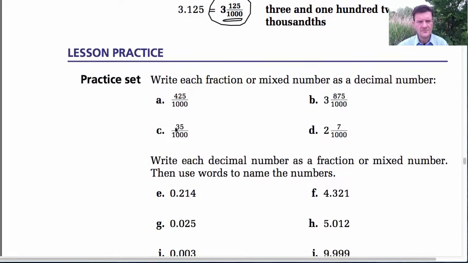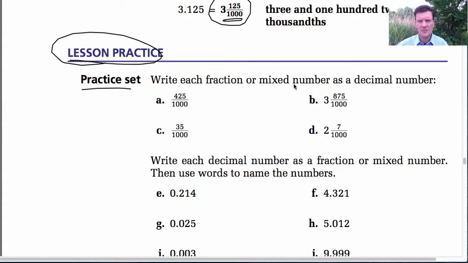Okay. Let's look at writing these each as a fraction or a mixed number. So this is your lesson, and if you haven't worked on this already, you can pause the video right now and practice these first before you come back to the video and look at my hints.